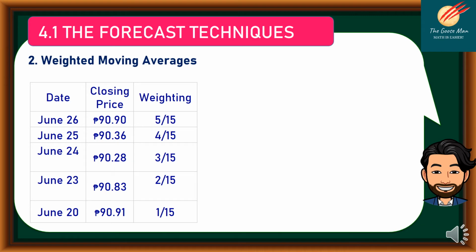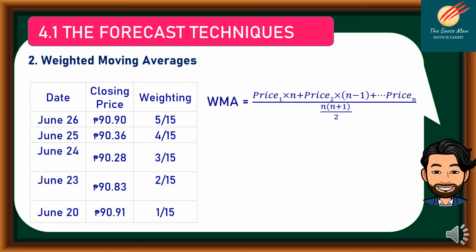Let's move on to weighted moving averages. Say for instance, we have the following data, starting from June 20 until June 26. As you can see, we actually have 5 dates. So we will use the formula for weighted moving averages.